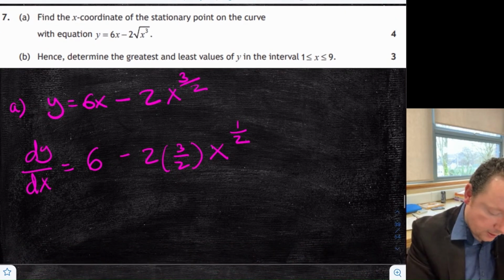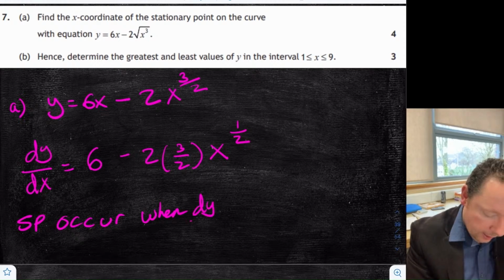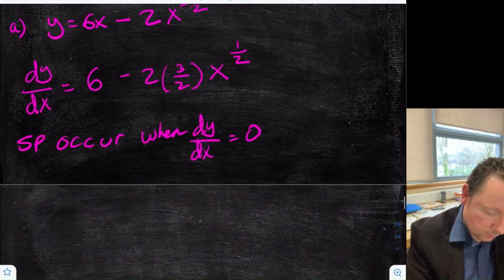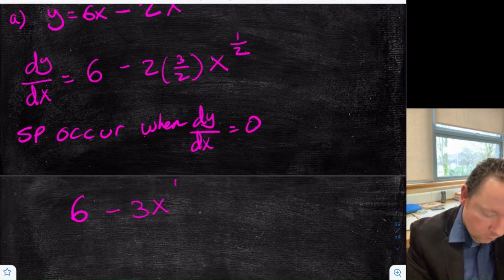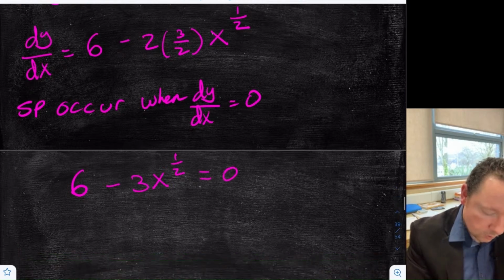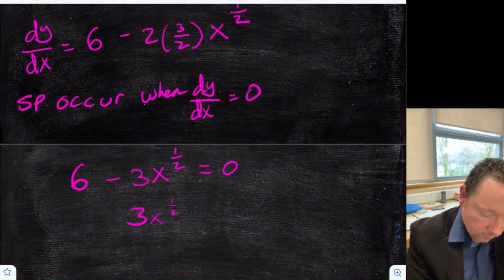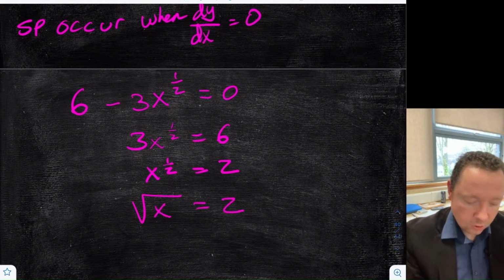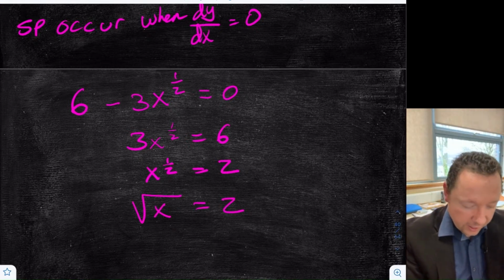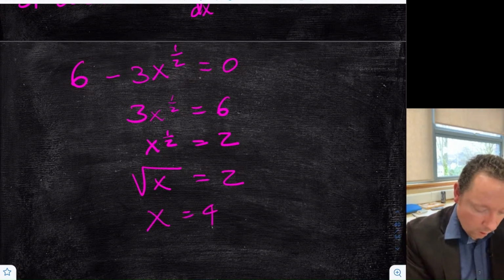and then we can say that stationary points occur when dy/dx equals 0. So making this equal to 0, we get 6. These 2's cancel, so minus 3 x to the half equals 0. So 3x to the half equals 6. x to the half equals 2. Remember, x to the half means the square root of x equals 2. So if I square both sides, I get x equals 4.